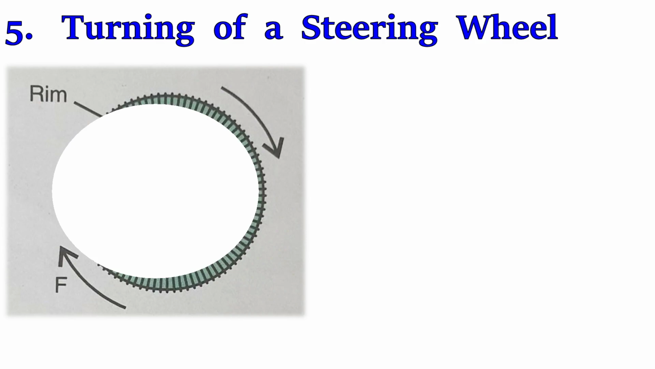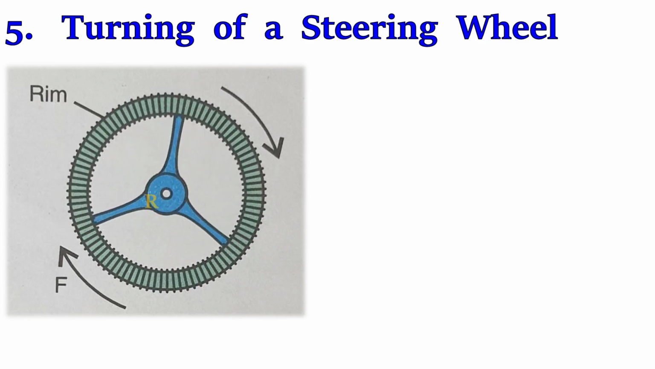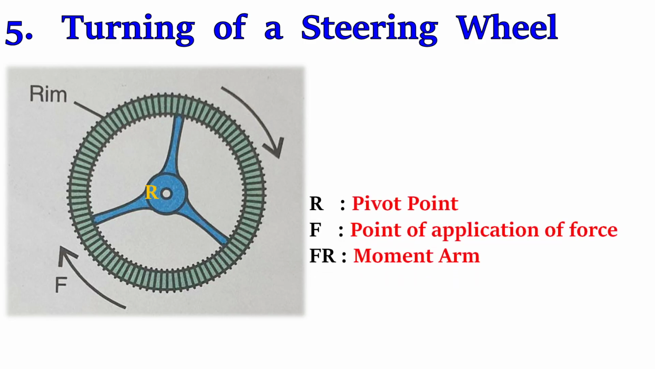Now turning of a steering wheel. Here is the steering wheel. Point of application of force is, sorry, F, not R. R is the pivot point, F is the point of application of force. So this is again, FR is the maximum distance we have taken. इससे ज़्यादा नहीं हो सकता, पॉसिबल नहीं है. हाँ, कम हो सकता है.